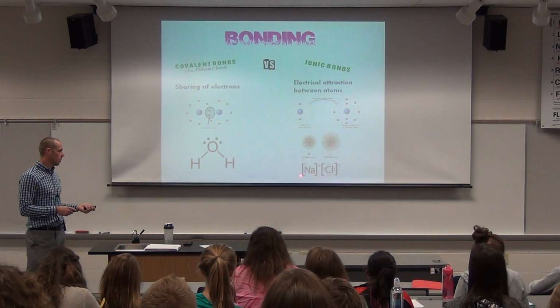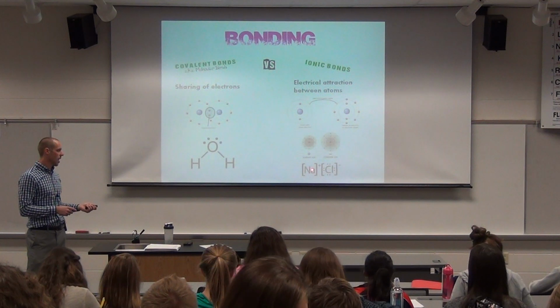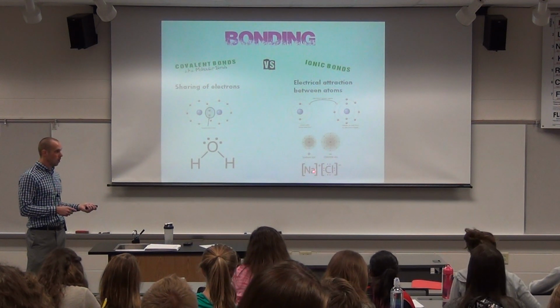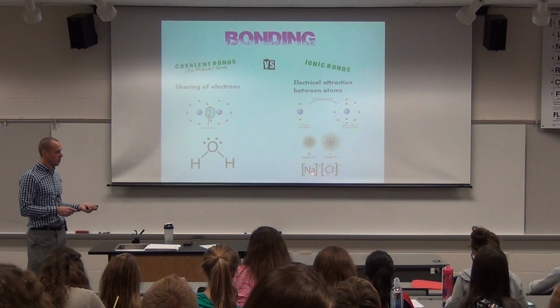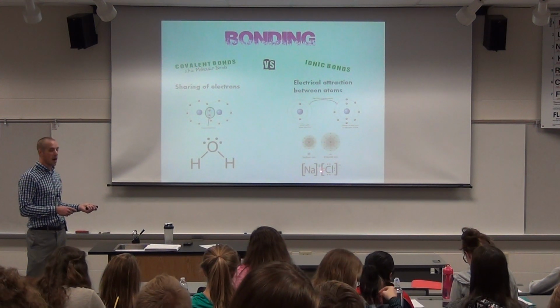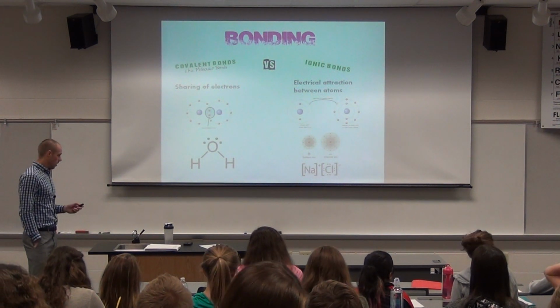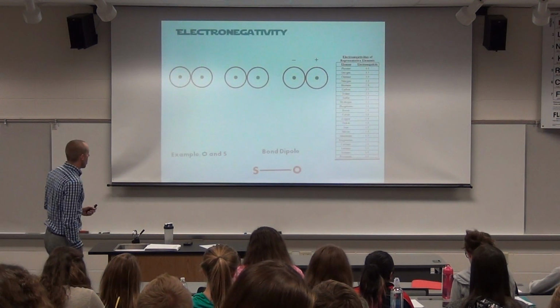When you see an ionic bond here, you see that this chlorine has an extra electron, so it's negatively charged. Sodium has, well, basically no valence electrons now. It still has 8 technically, but it's lost its 1 valence electron, and it's positively charged, so they stick together. We're going to use that when we talk about electronegativity.